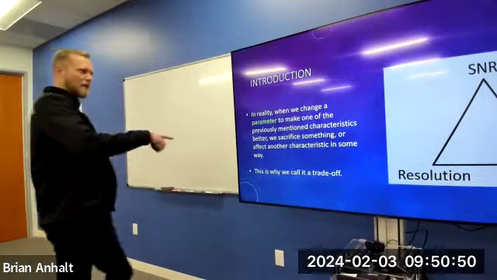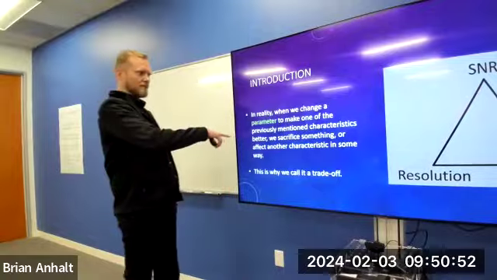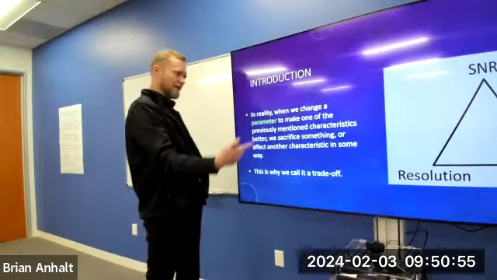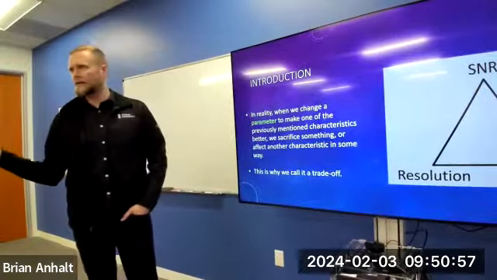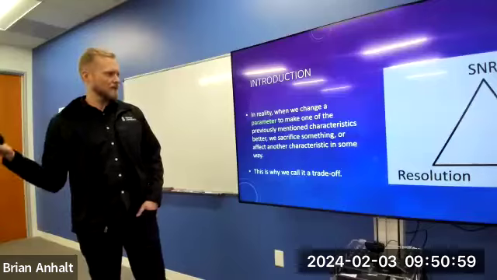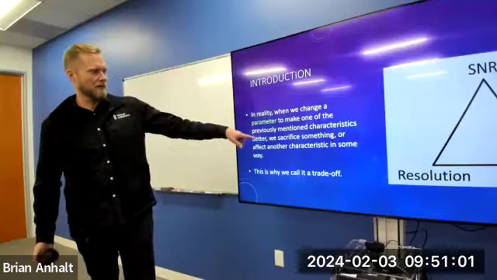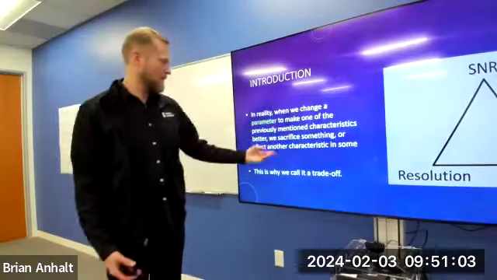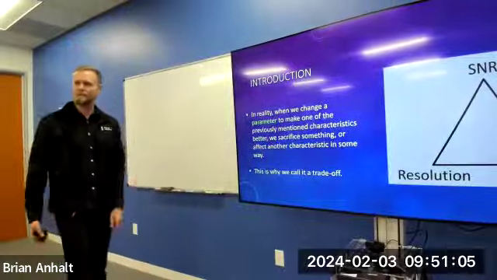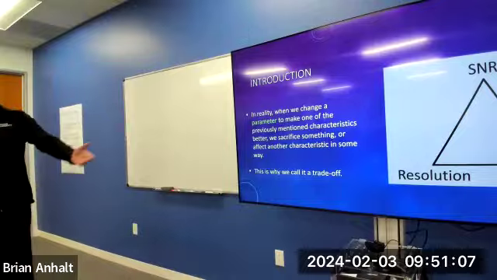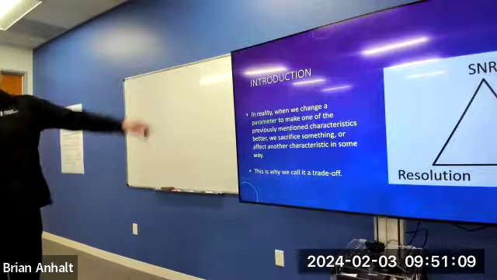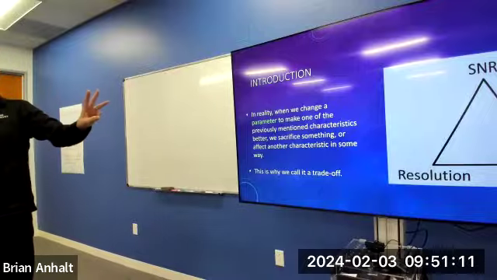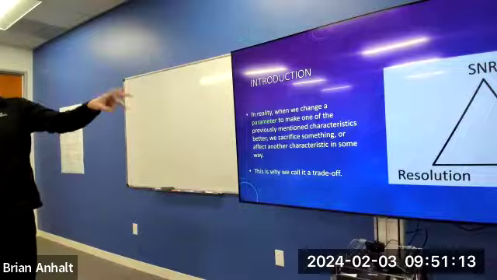In reality, when we change a parameter to make one of the previously mentioned characteristics, scan time, SNR, or resolution, better, we sacrifice something or affect another characteristic in some way. So that's why we call it a trade-off. And the reason you have this triangle here is because those are the big three. There are other ones, but these are the big three.